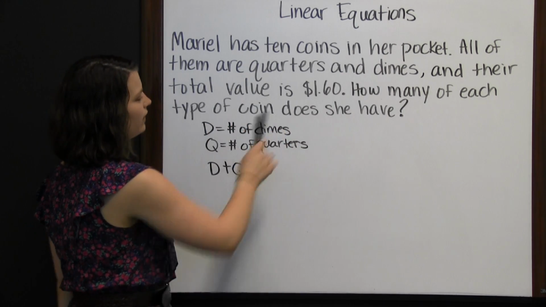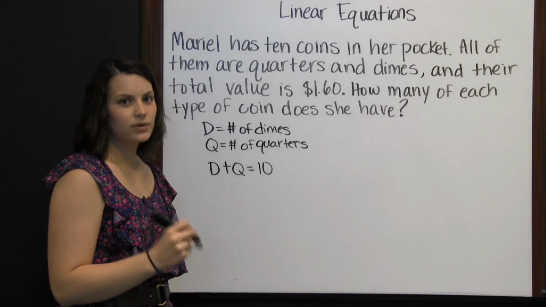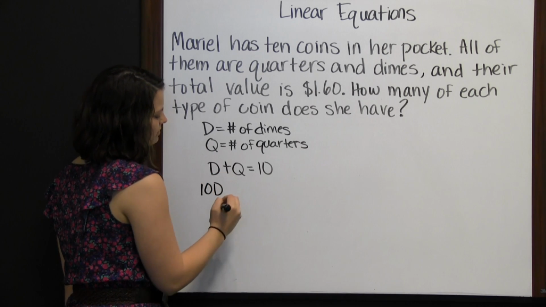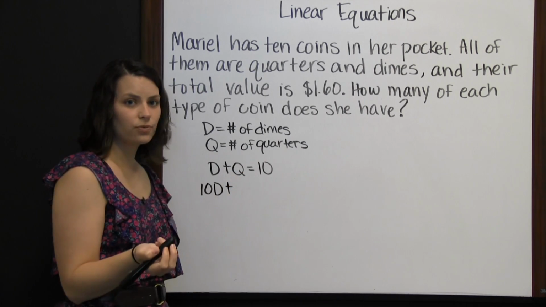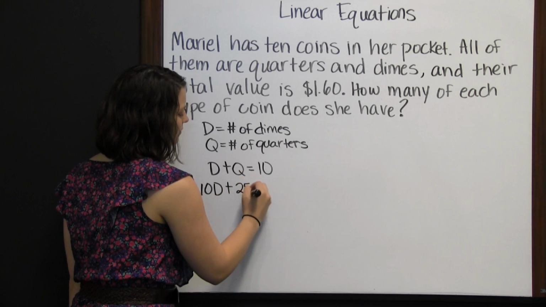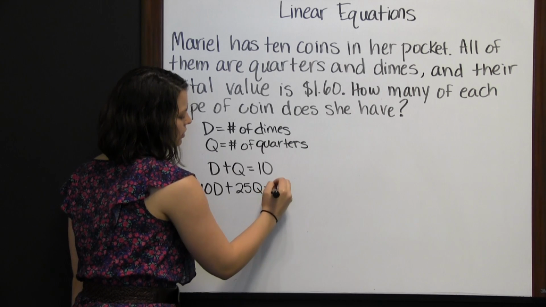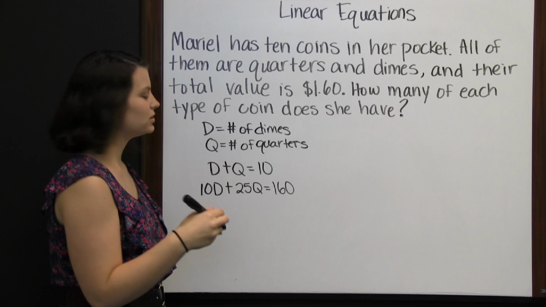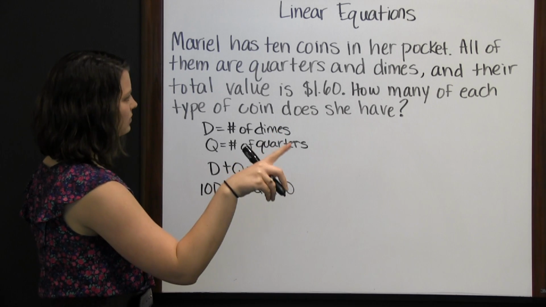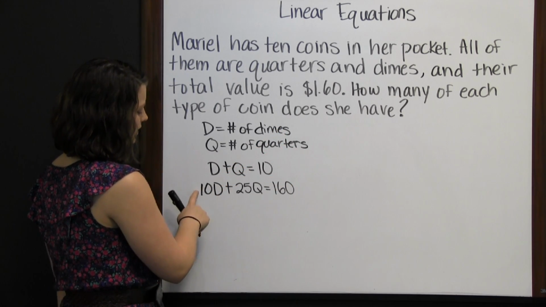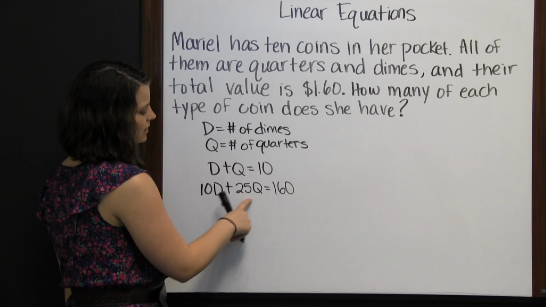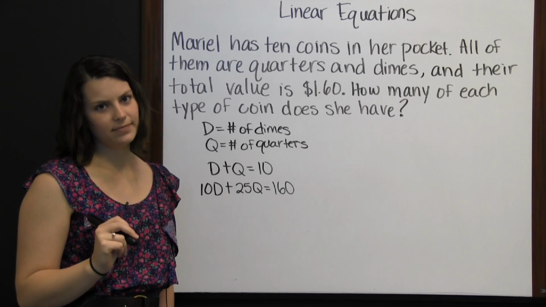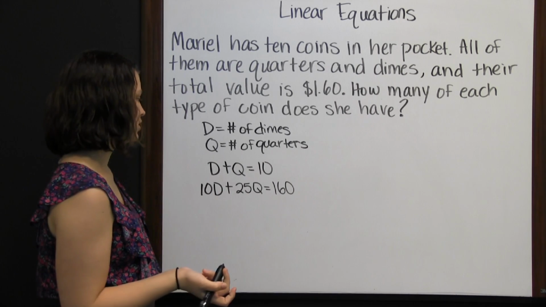Next, we're told that the total value is $1.60. Well, dimes are worth 10 cents. So 10 times however many dimes she has, plus quarters are worth 25 cents, so 25 times however many quarters she has will give us a total of 160. We've eliminated the decimals, so we just move the decimal over 2 times to the right for all of our numbers. So instead of 10 cents, we have 10. Instead of 25 cents, we have 25. And instead of $1.60, we have 160. But you could leave the decimals in there if you wanted to.